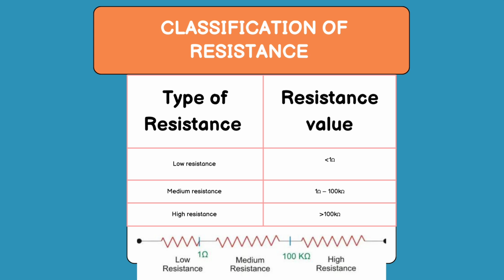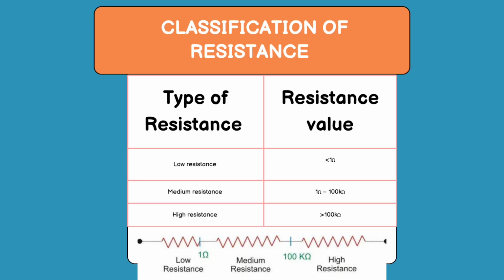Overall, DC bridges are valuable tools for accurately measuring unknown resistances in various electrical circuits, and the classification of resistance helps in understanding the different ranges of resistance values encountered in practical applications.